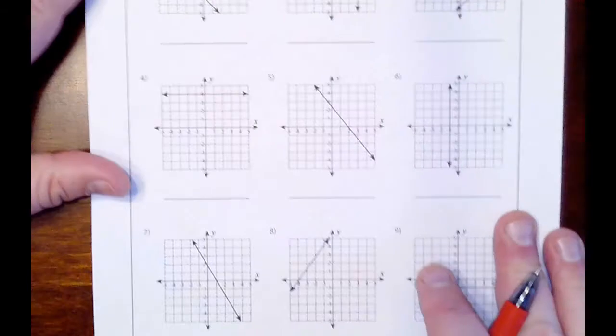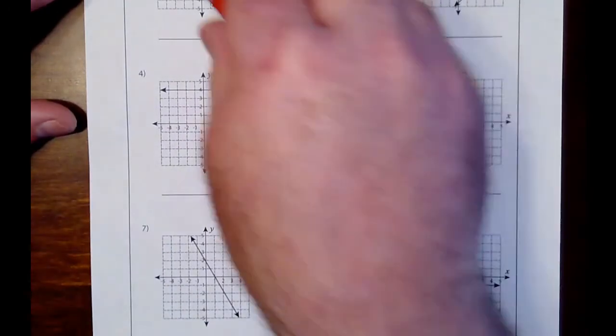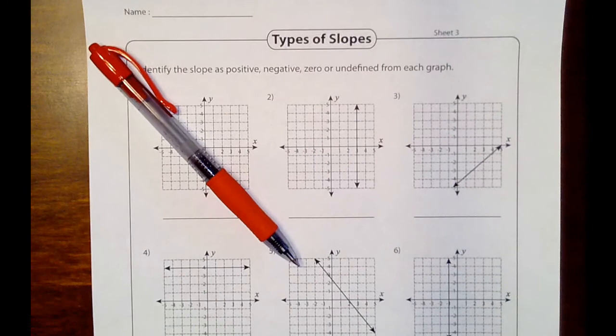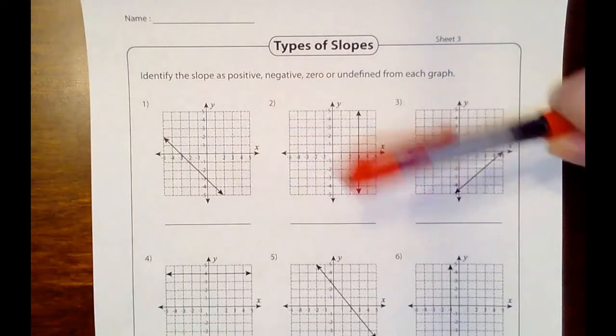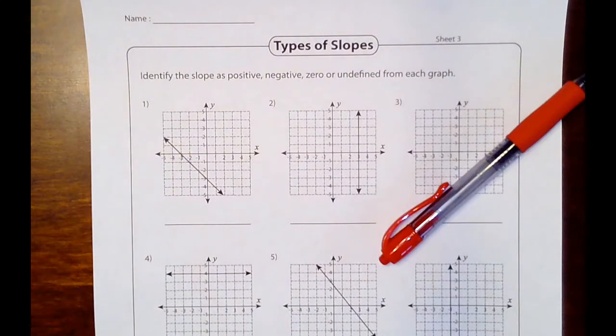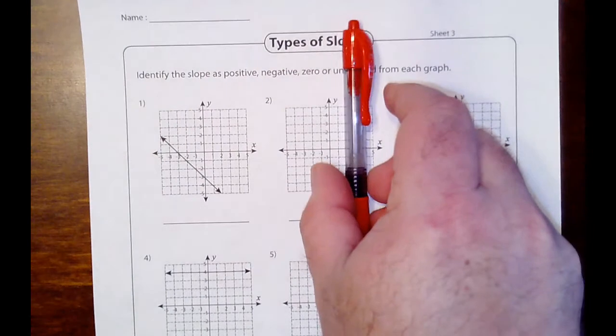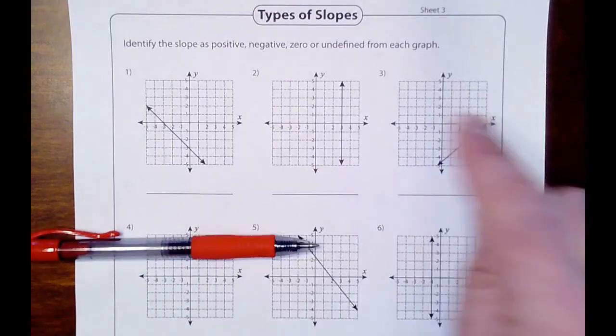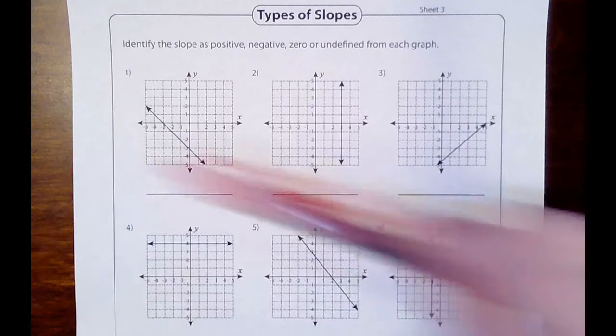And then your last page, again, types of slope. Well, if you take your pen and lay it on top of the line, is my pen pointing downhill or uphill? It's going downhill, therefore it's a negative slope. If it goes uphill, it's a positive slope. If it goes straight up and down, it's undefined. If it goes straight across, it's a 0 slope. That's how you do this page.